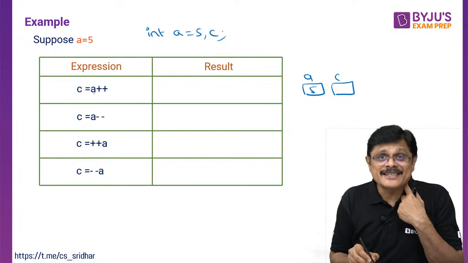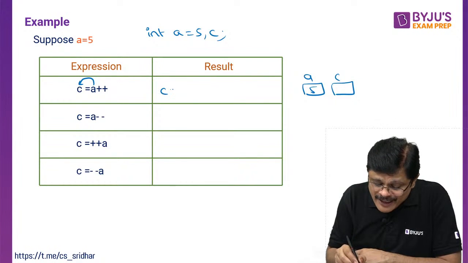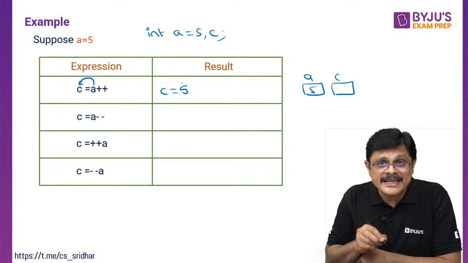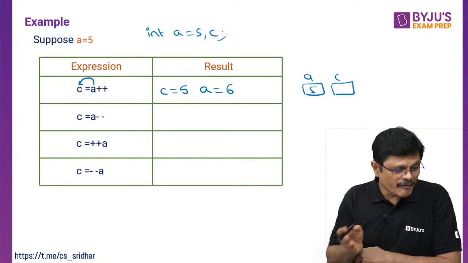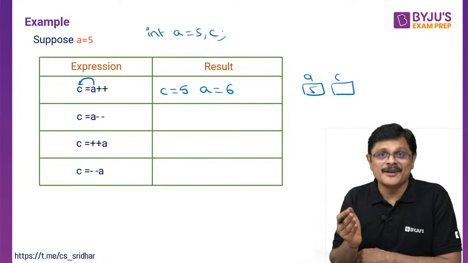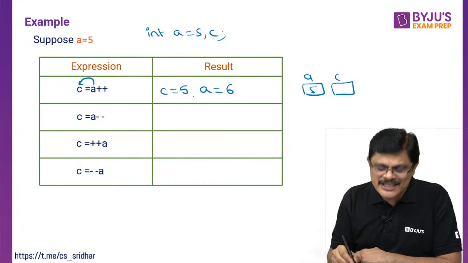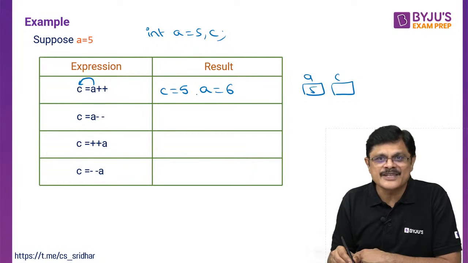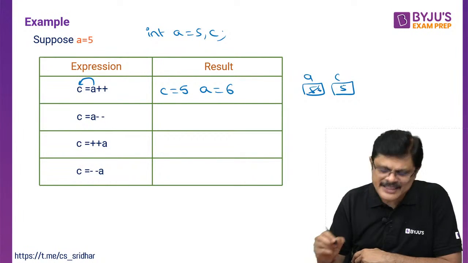Now what is done? A plus plus means first the value of A is assigned to C. What is the value of A? 5 is assigned, then A gets incremented. That is, now A becomes 6. First assignment, then increment. Post increment means first A is used, then it is incremented. So this is what happens, my dear friends. For this problem, C value will be 5 and A value will be 6, my dear friends.